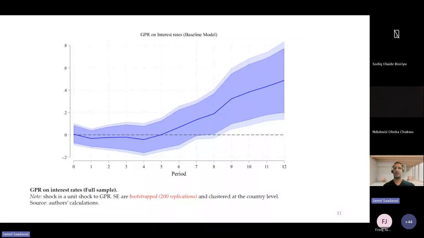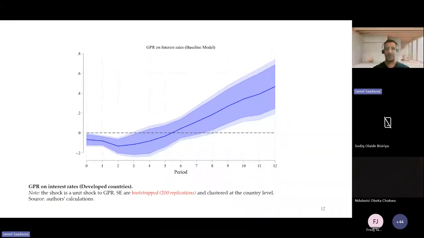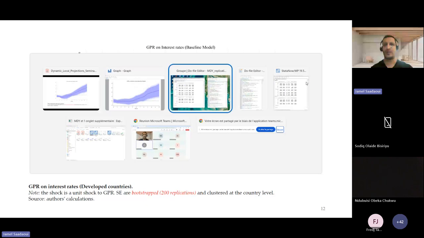So in the full sample, we only have a medium-run reaction, if you want. But if we go to the developed countries, we see that there is this initial reaction. And part of the answer is in what Fred Jawadi mentioned: industrialized countries have faced larger geopolitical risk shocks, with the exception of Israel and China, which are in the group of emerging markets. So let me go back to the code and try to decipher what happened.